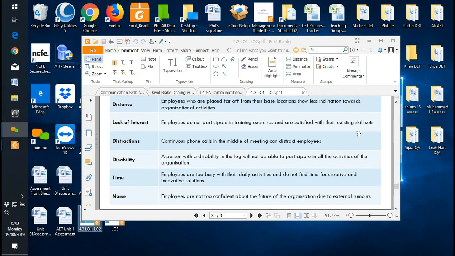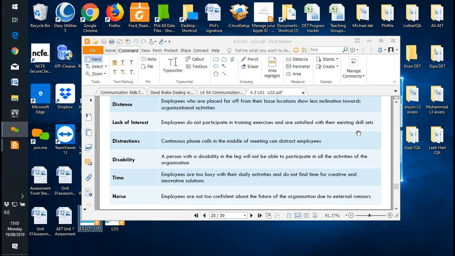Lack of interest. Employees who do not participate in training exercises and are satisfied with their existing skill sets. That occurs on a regular basis because of the way the training exercises are displayed in such a way as they're going, oh no, not that again.